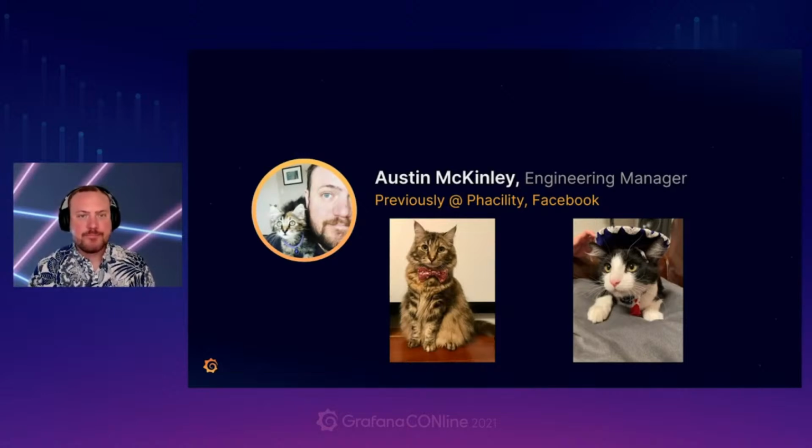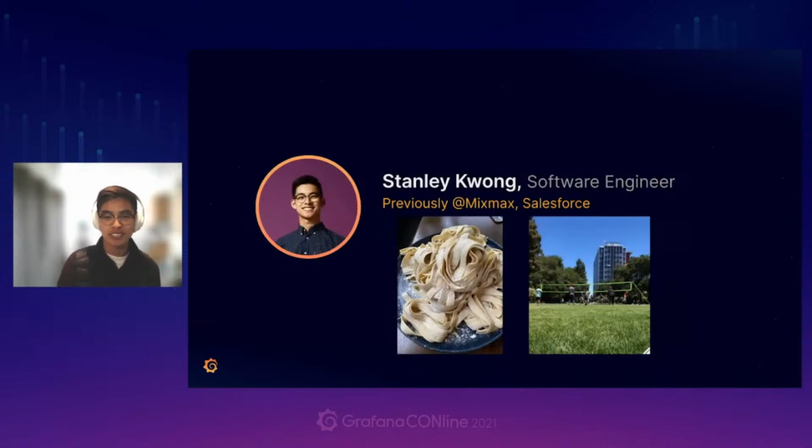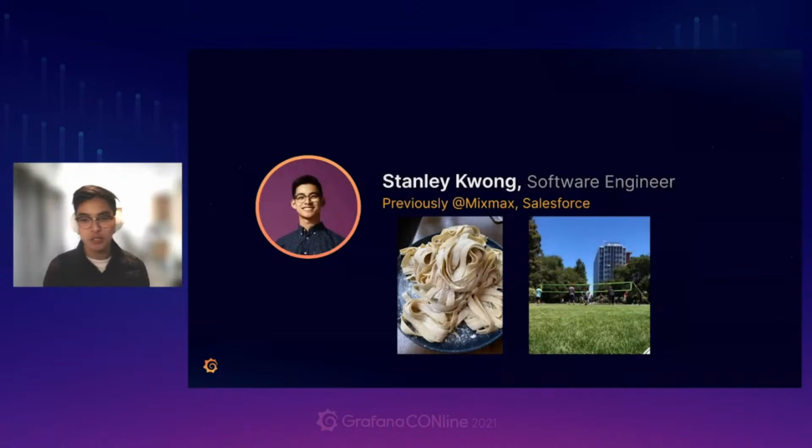And I'm Stan, a software engineer alongside Austin here on the observability team. I am also a Robinhood COVID baby, and as the pictures would suggest, my 2 favorite things in the world right now are homemade pasta and volleyball.